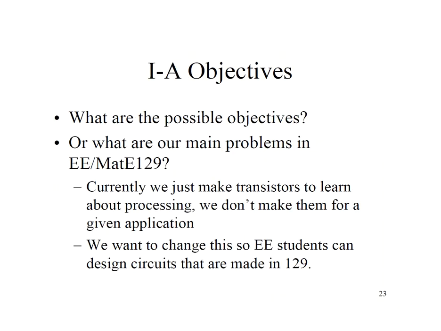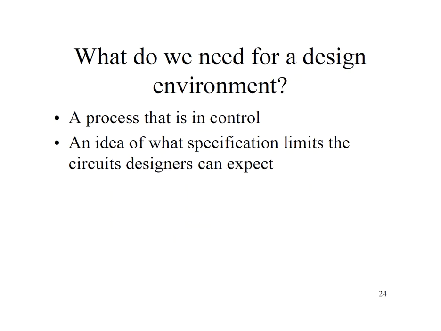We have a process that makes transistors in 129, and really, as long as the transistor works, the learning objectives are made. We're not really trying to sell them. But we'd like to improve our process so that people could design circuits that have a specification that you can actually predict. All right.